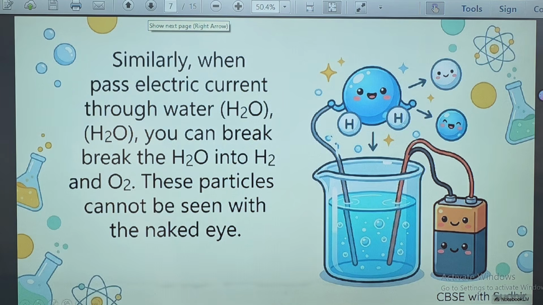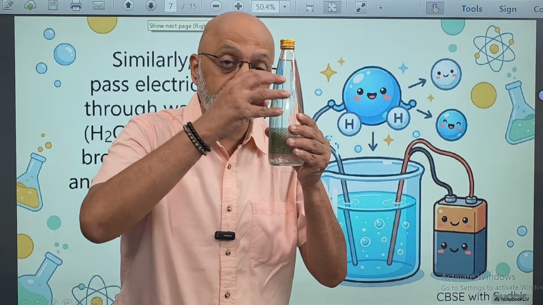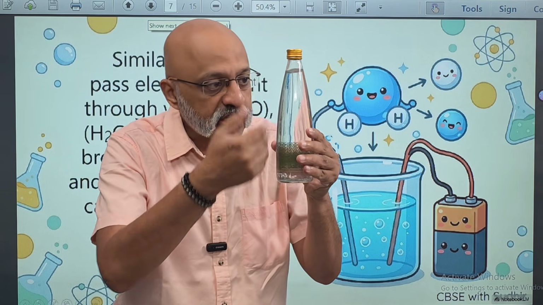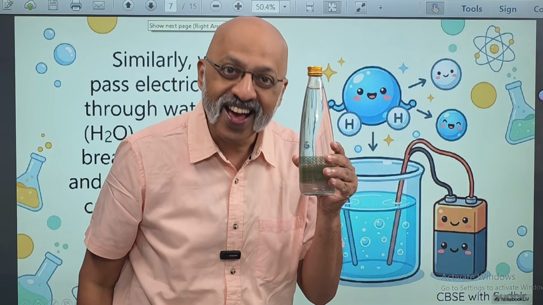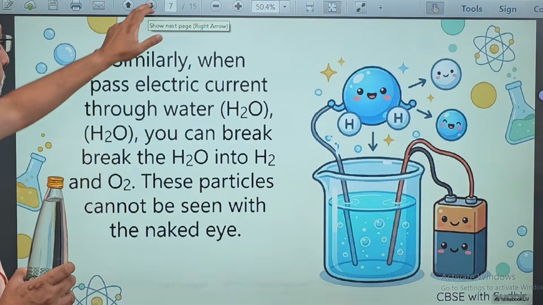For example, this bottle of water contains H2O, which is made up of hydrogen and oxygen atoms. But can we distinguish, hydrogen is here, oxygen is here? Can I say that? Obviously, I can't say that. So that is the beauty of this kind of matter.